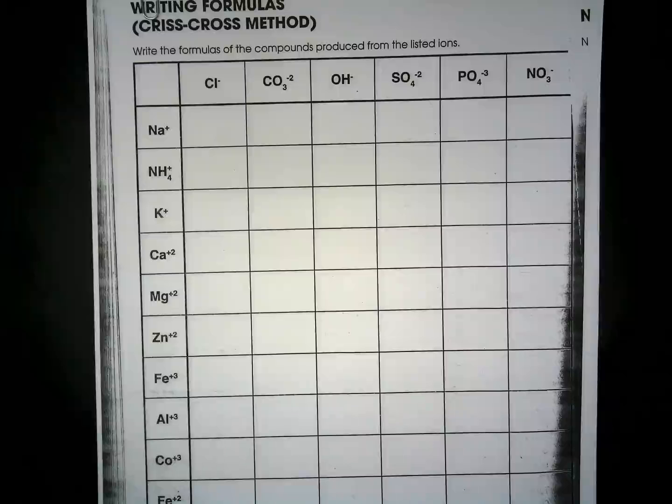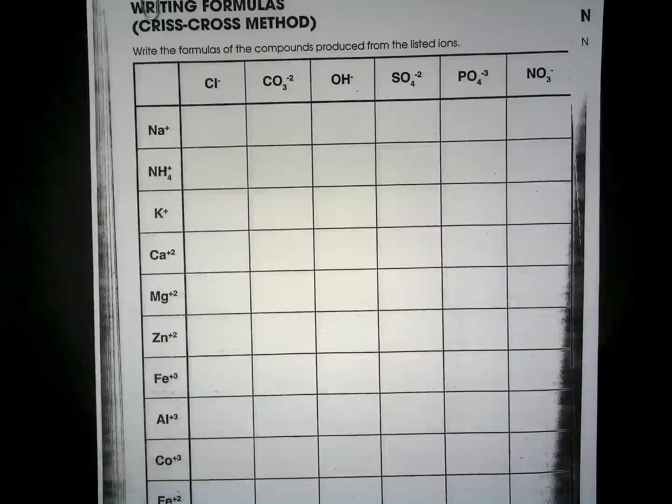So for the most part, this is going to be a worksheet where you're using the Criss-Cross method, in order to show me how many atoms of a particular element, or how many molecules, need to be used in a particular formula to make a neutral compound.